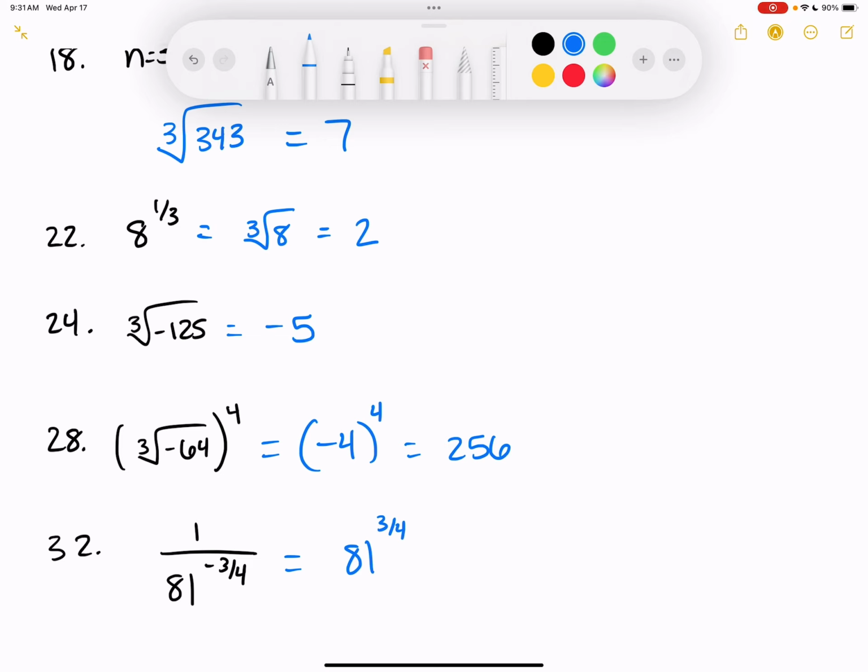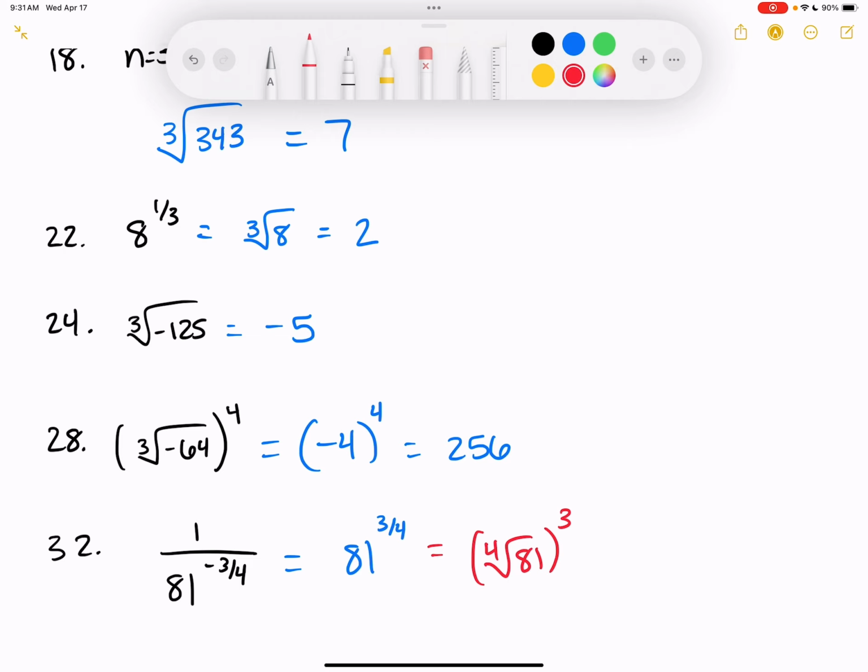Not divide, but... What are we doing in this section? Taking the what? The root. The 4th root, okay. The 4 tells me I'm going to take the 4th root, and then what does the 3 tell me? Cube it. So I'm going to take the 4th root, and then I'm going to cube it. So this is going to be the 4th root of 81 cubed.